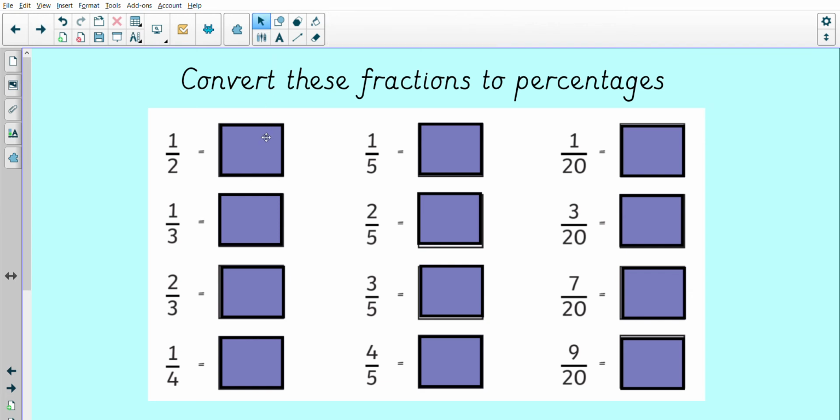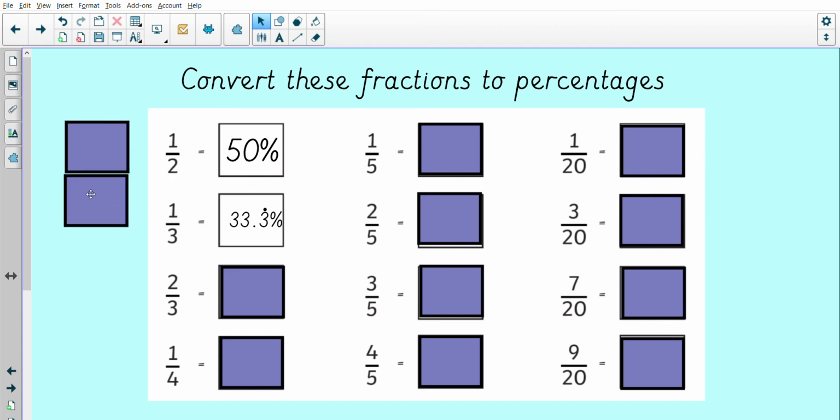Okay, you should have all of your answers in front of you. Please make sure you've done this first before listening on, otherwise we're not practicing the skill. So, half equals what? To get from 2 to 100, I need to multiply by 50. So I have to multiply the top number by 50 as well. 1 times 50 is 50%.